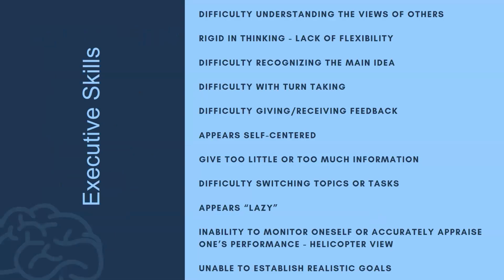Difficulties with executive skills can present themselves by difficulty understanding the views of others, being rigid in our thinking or a lack of flexibility, difficulty recognizing the main idea, difficulty with turn taking, difficulty giving or receiving feedback. One may appear self centered. They might give too little or too much information. They may have difficulty switching topics or tasks.